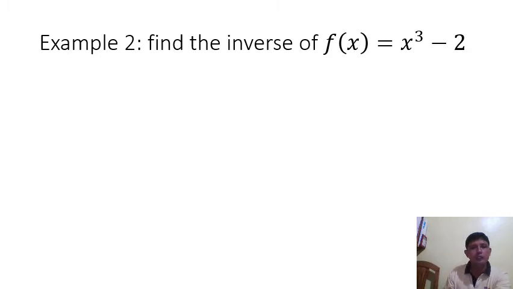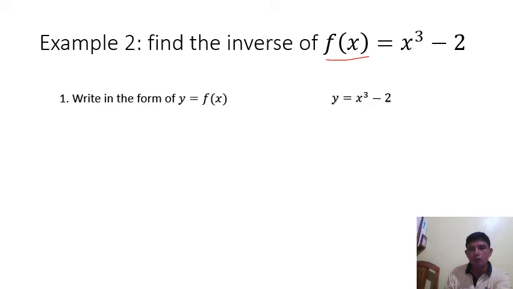Okay, let's try this second example. f of x equals x cubed minus 2. The same steps. First step, we write in the form of y equals f of x. Replace f of x with y. Okay, replace f of x with y. Next is interchange x and y. So here we interchange x and y.